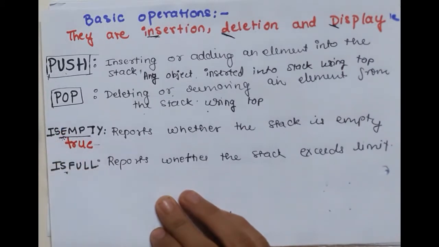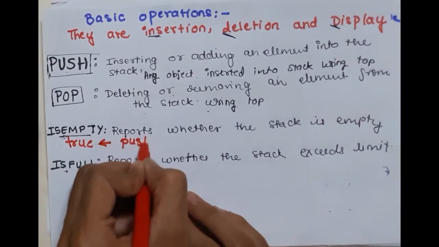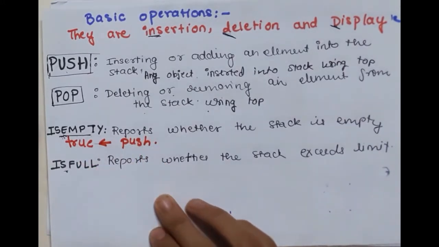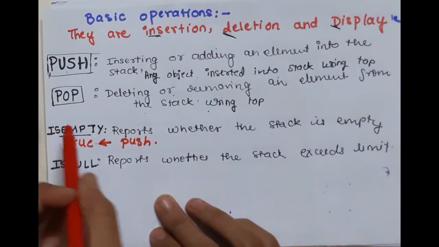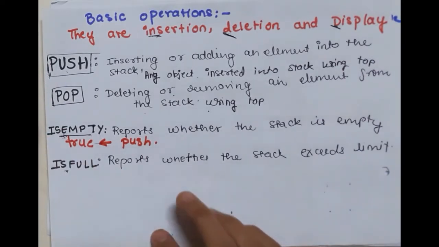If this condition is true, what does it say? That the stack is empty, there is place in the stack to accommodate a new element. So at that time we can perform the push operation if this condition is true. And if this condition is false, what does it say? That the stack is not empty. It means the stack is full and there is no place for further elements to be inserted. So for the push operation we have to check the is empty condition, and it has to be true.